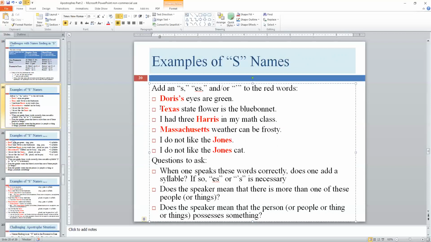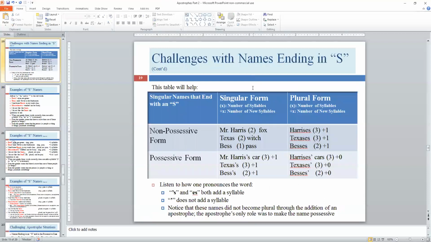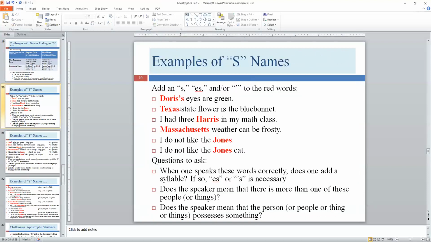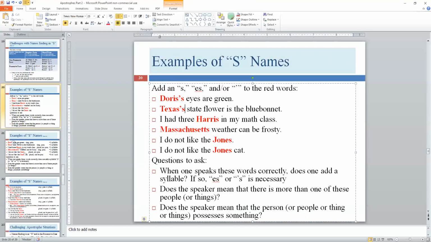Texas, and of course there is only one Texas. It has a state flower, so we're going to use the possessive or the genitive case. Texas's state flower is the bluebonnet. So similarly, we have singular and we have possessive. Right here is the version that we need. Texas apostrophe S. Texas's state.